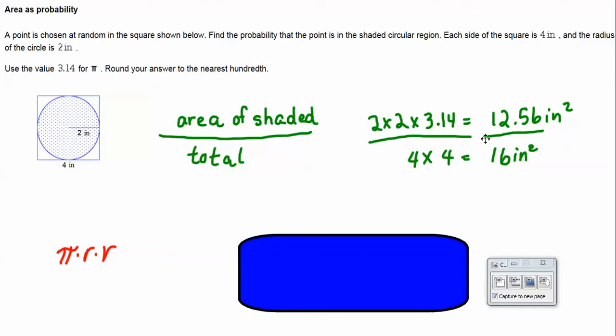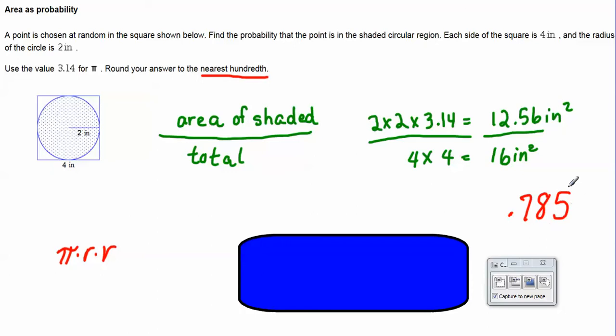We know that this fraction bar means divided by, so I've got this out of this chance. So take your calculators and divide 12.56 divided by 16 and see what you get. My final answer for that came out to 0.785. And I've been told to round my answer to the nearest hundredth.